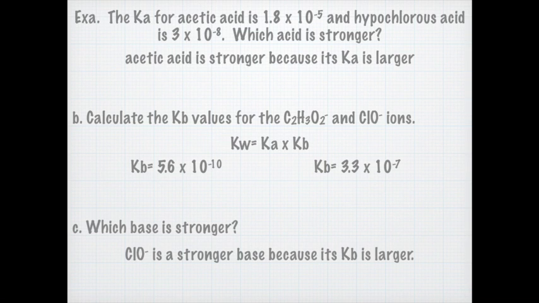So we're able to calculate Ka and Kb. If we know one of them for either an acid or a base, then we can calculate that other value for its conjugate acid or conjugate base by using the relationship Kw equals Ka times Kb.